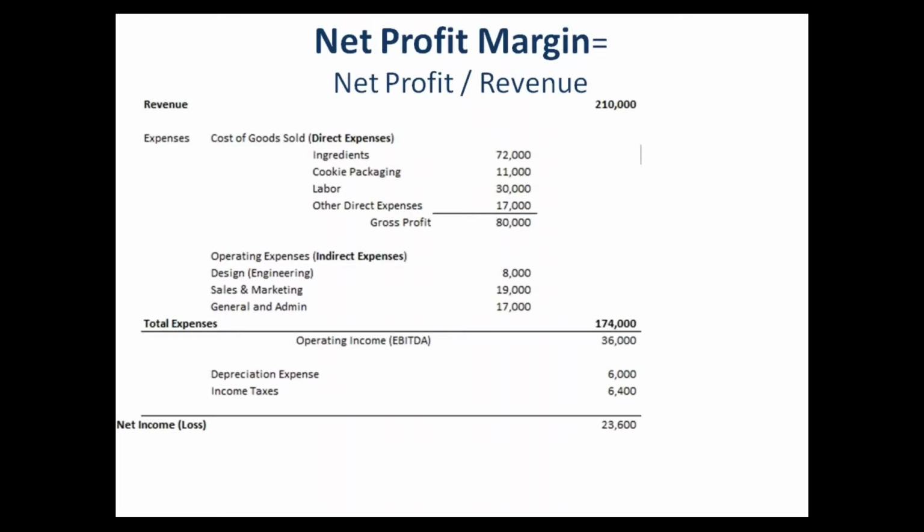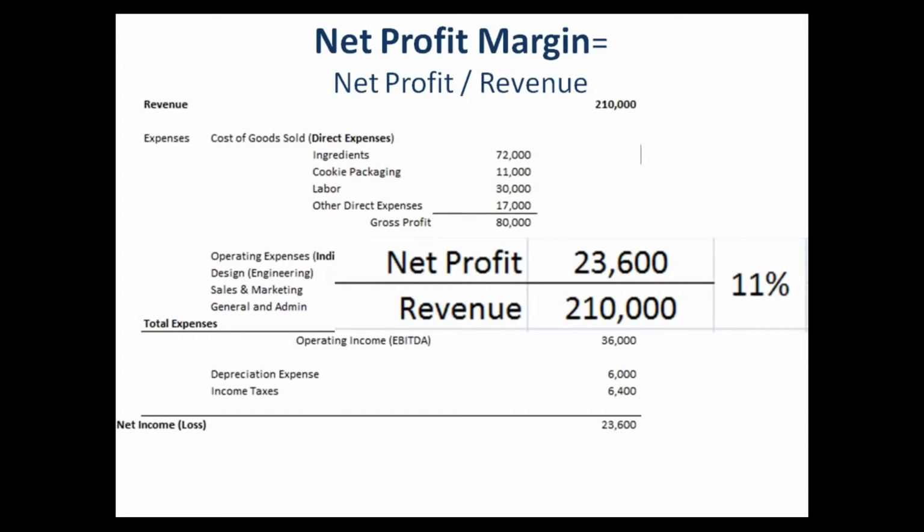And to calculate this, you simply take the bottom number of your income statement and divide it by the top number. The bakery here is making 11% on every dollar sold. So for every dollar revenue in, they keep 11 cents. Again, you want to think about, is this good or is that bad? Are they making a lot, working hard and only keeping 11 cents?